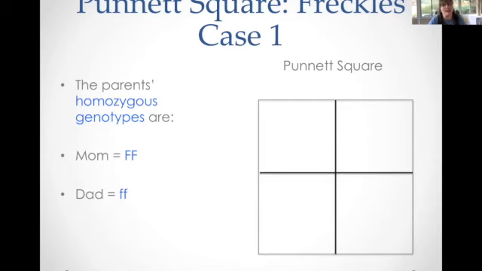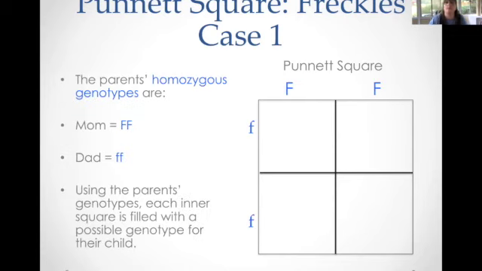But dad not having freckles, he has to be homozygous recessive because not having freckles is the recessive gene. Now we draw this box with lines. That is our Punnett square. And then we put mom across, dad down, or dad across, mom down. Entirely up to you how you do it. But this is what we do.